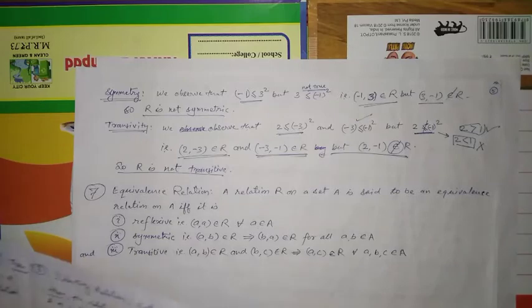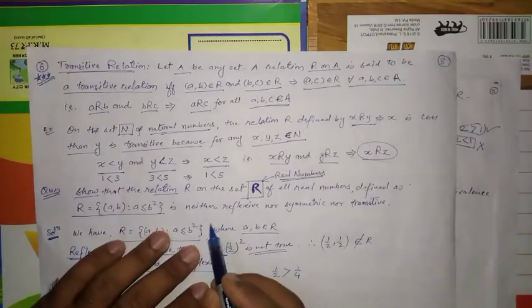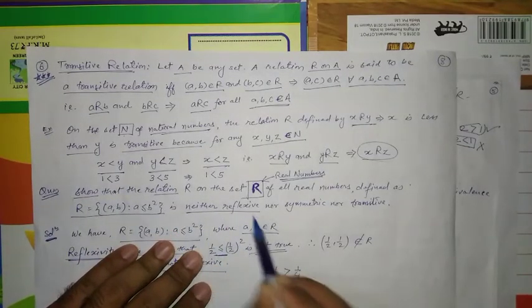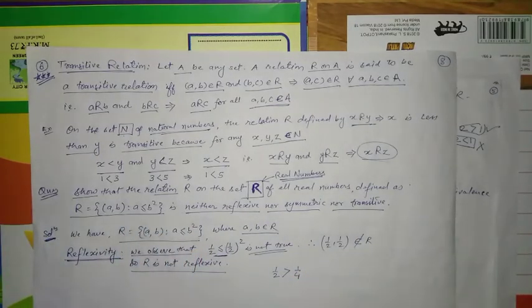So we can understand that in the question it is stated that we need to find that R is neither reflexive, nor symmetric, nor transitive. So we have found that.